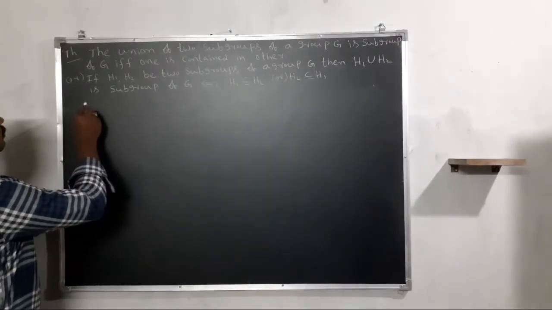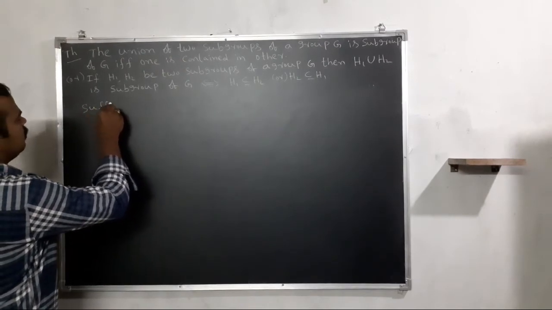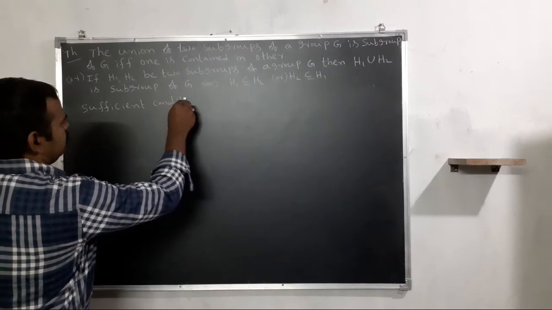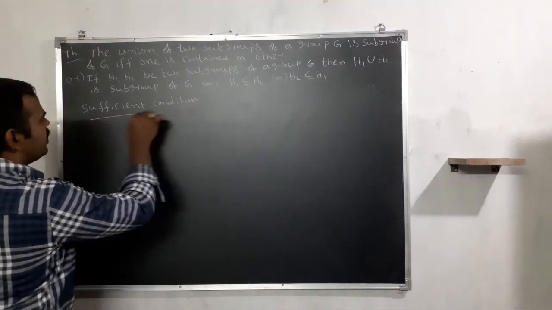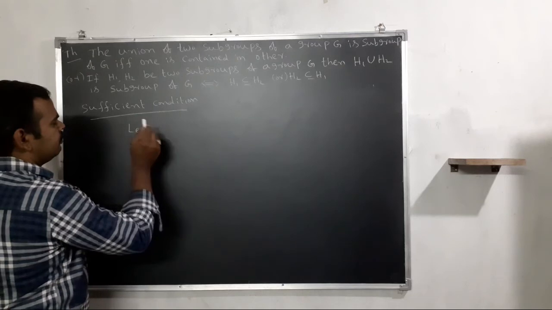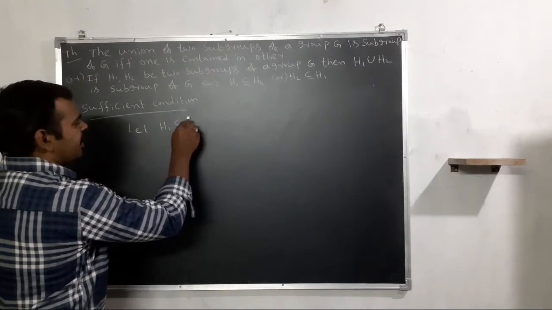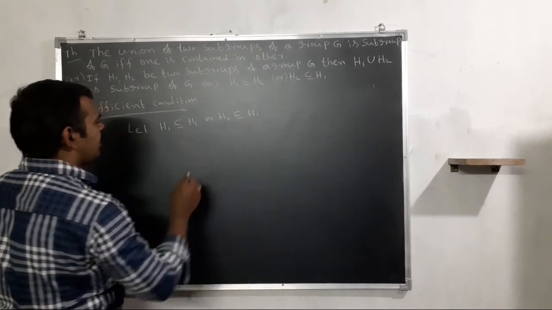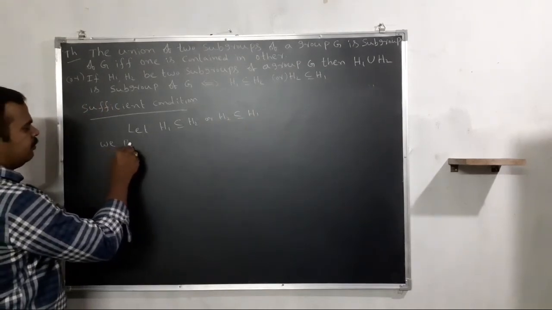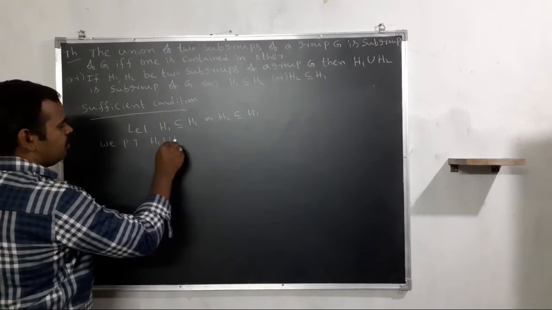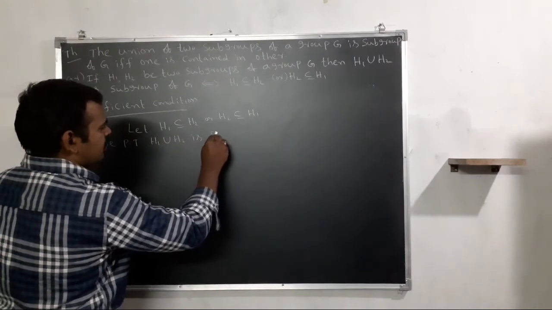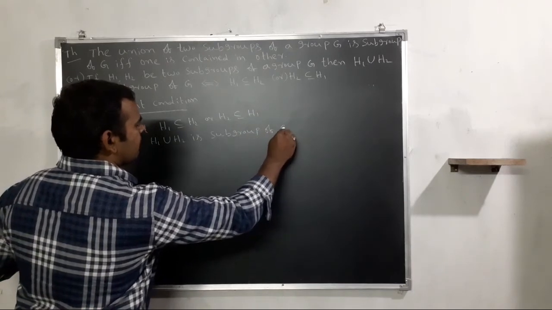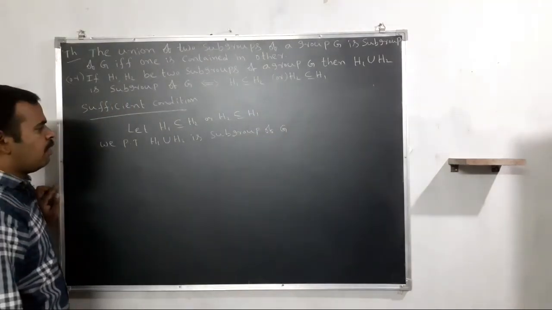Sufficient condition. In the sufficient condition, let H1 be contained in H2 or H2 be contained in H1. We prove that H1 union H2 is a subgroup of G.